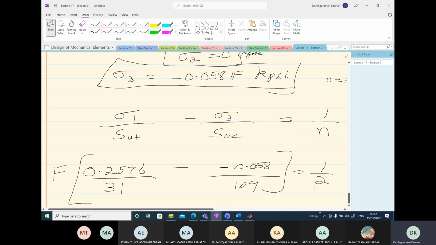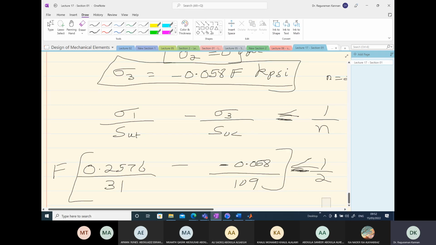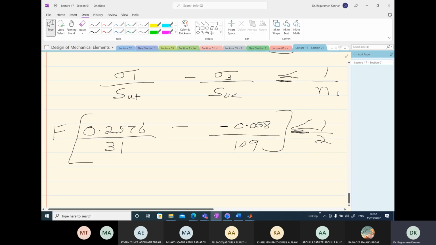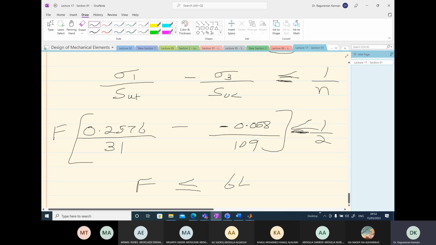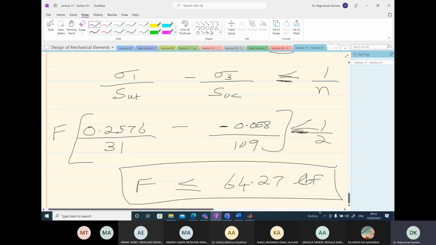okay, so strictly for our condition it should be less than or equal to the factor of safety, 1 over n value in this form for avoiding any failure. So your F should be less than or equal to 64.27 pound force. Anything above this force will cause failure for your system.